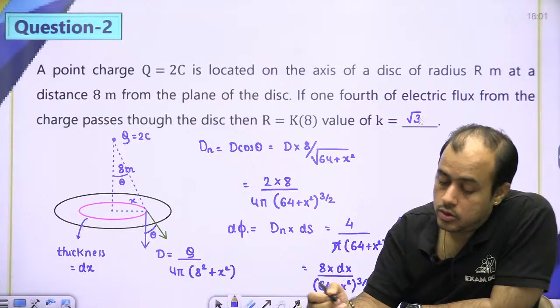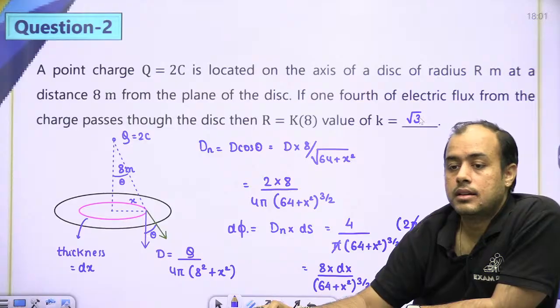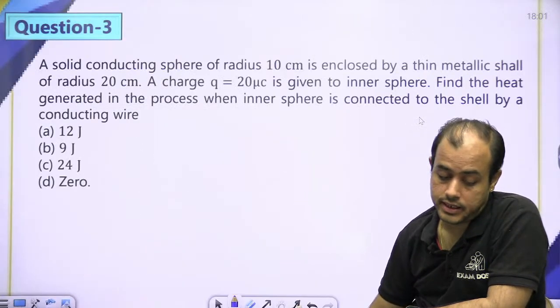वैल्यू ऑफ k शुड बी √3, ये k आ गया √3, ठीक है, क्लियर हो गया. k comes out to be √3, that is 1.732.